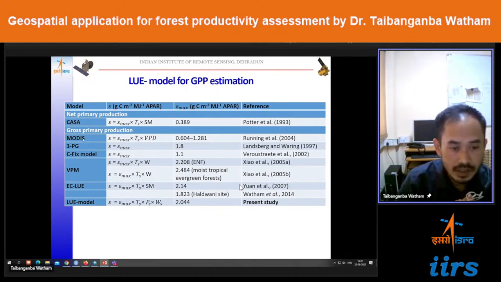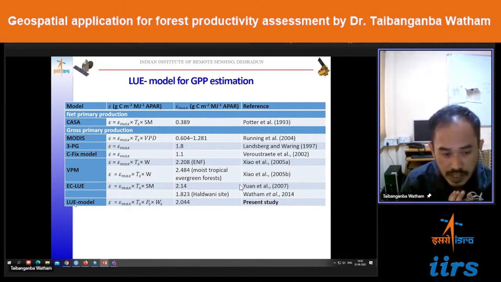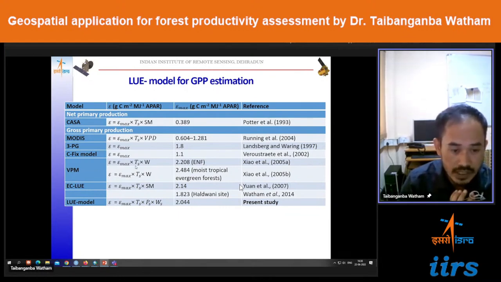Then we have MODIS GPP, which is freely available for the whole globe. And we have 3-PG, CFX, then VPM, then the EC, the coherence light use efficiency, and this is the primary light use efficiency which we have used. If we check the equation, mostly the calibration part, you can see they are using the Emax.